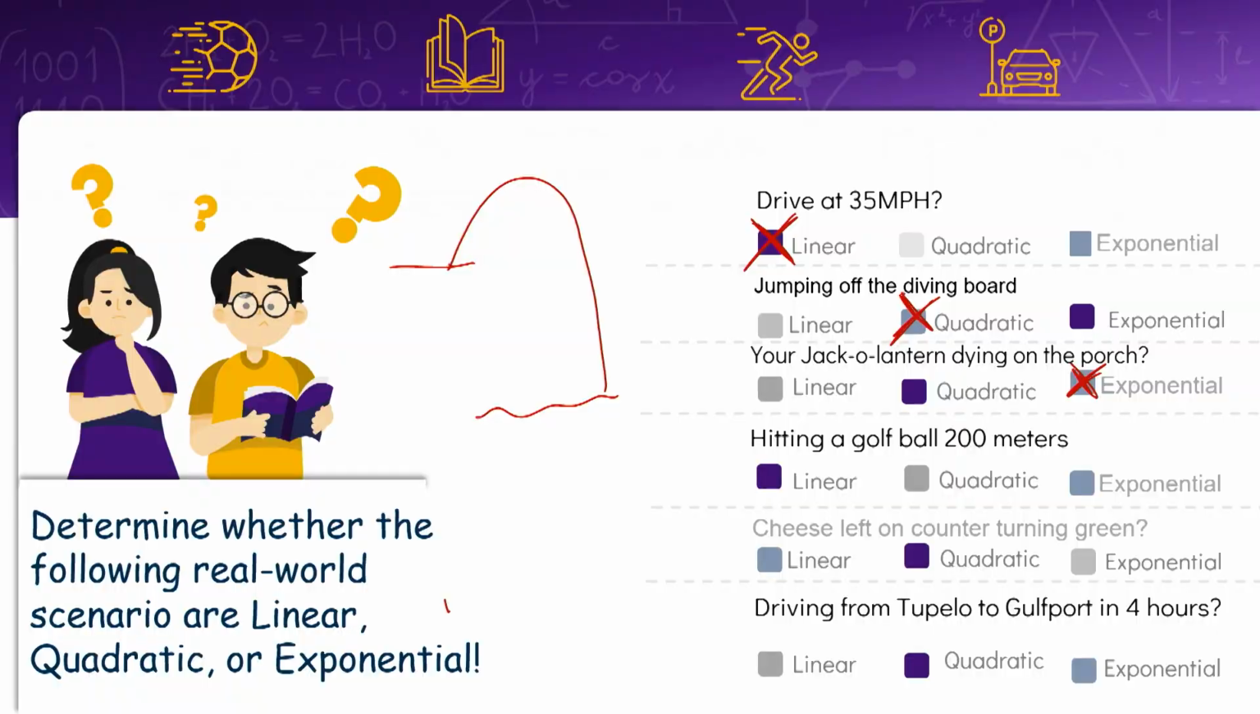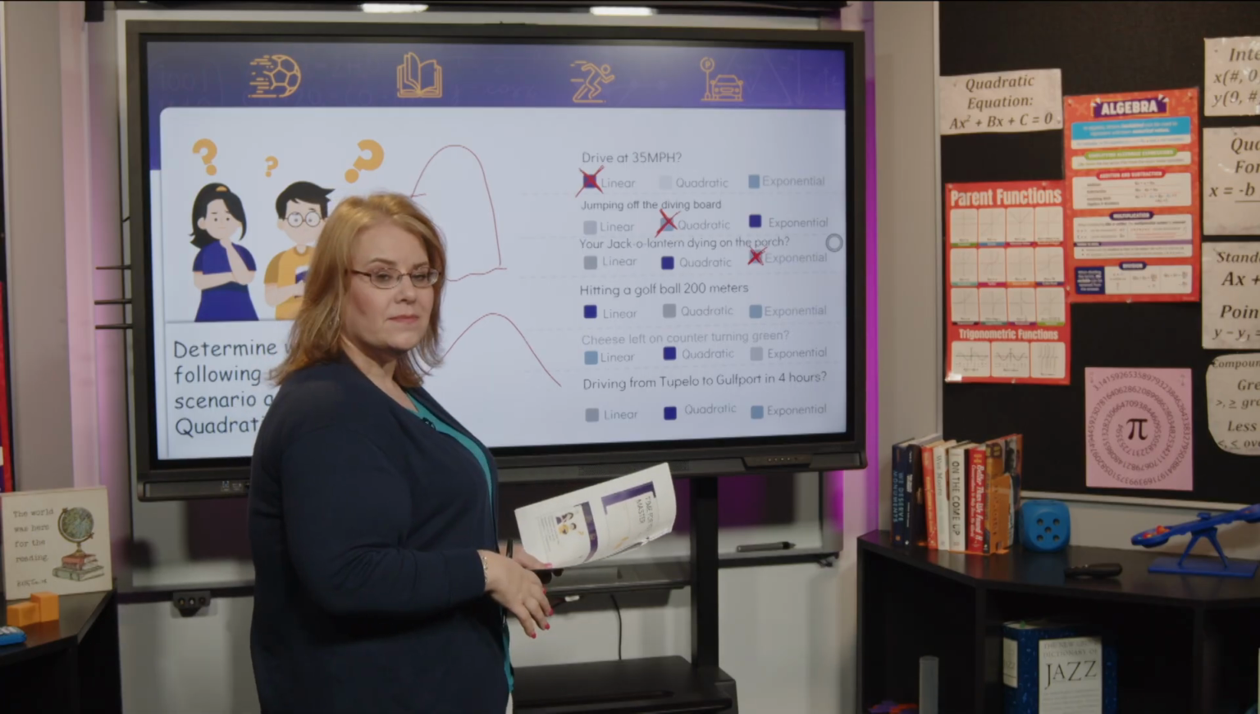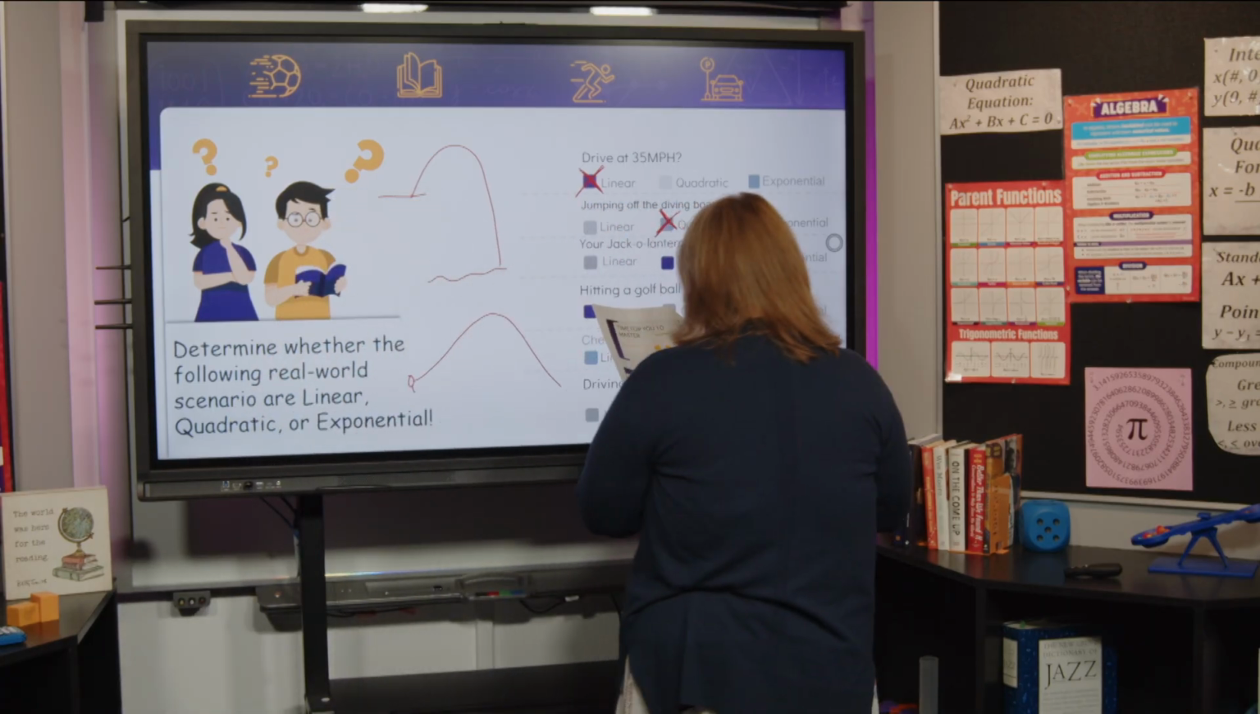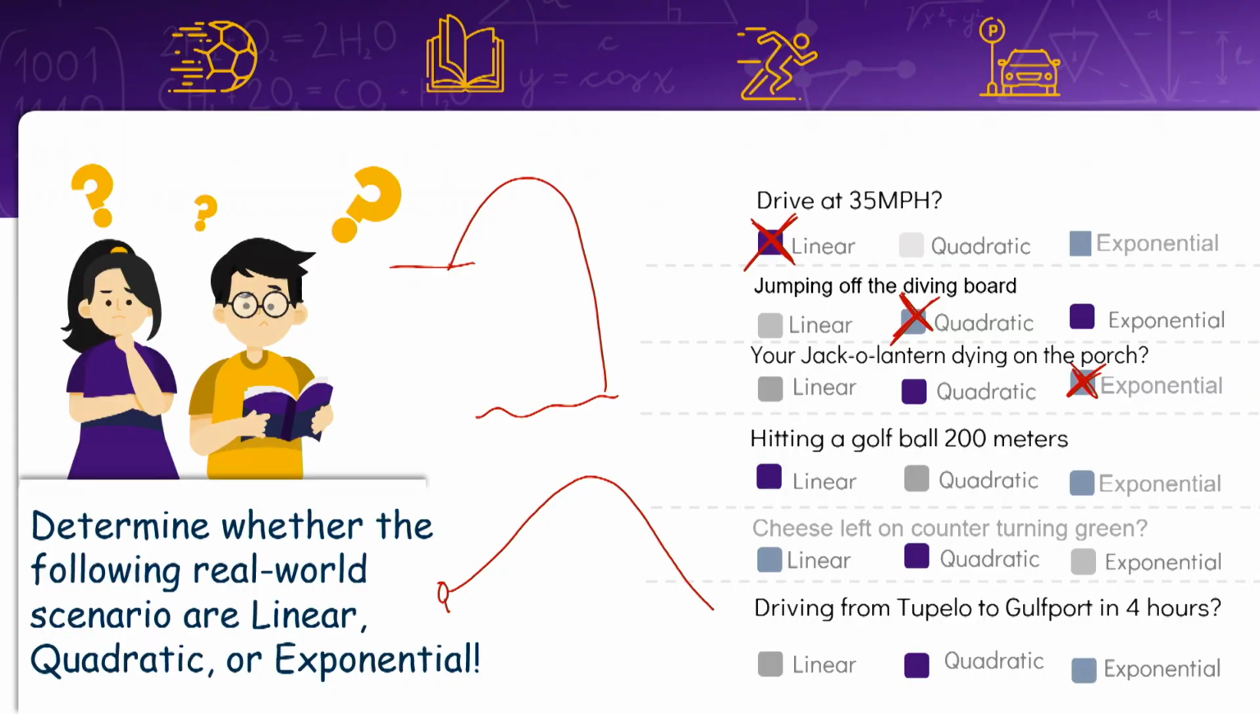All right, hitting a golf ball 200 meters. So here's my tee with my golf ball, and I hit my golf ball, and then it comes back down. So what could I say that would be? Exactly right. This one is also going to be quadratic.